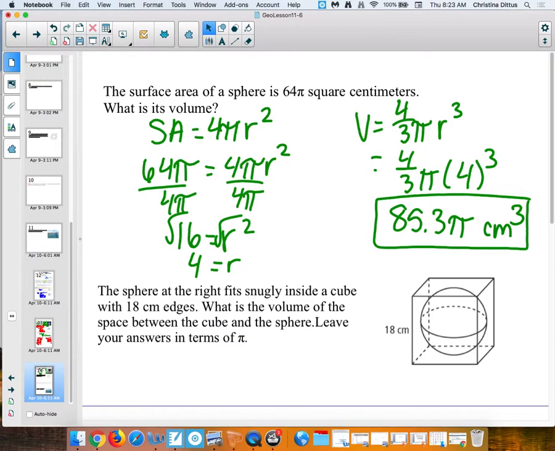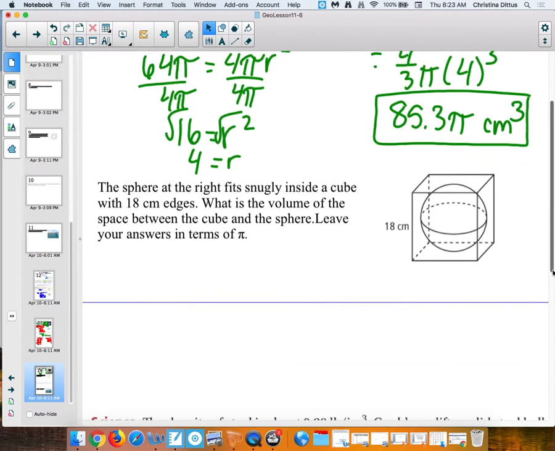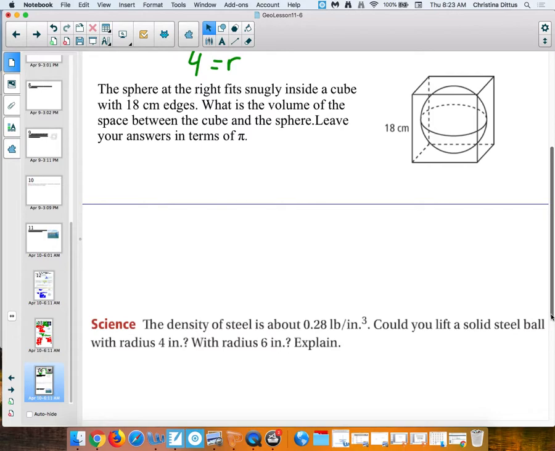Okay. Questions there? Okay. This sphere is in a cube with 18 centimeter edges. I need to know the volume of the space between the cube and the sphere. So I need to know what's in between the sphere and cube. So mainly what's in my corners. Okay.